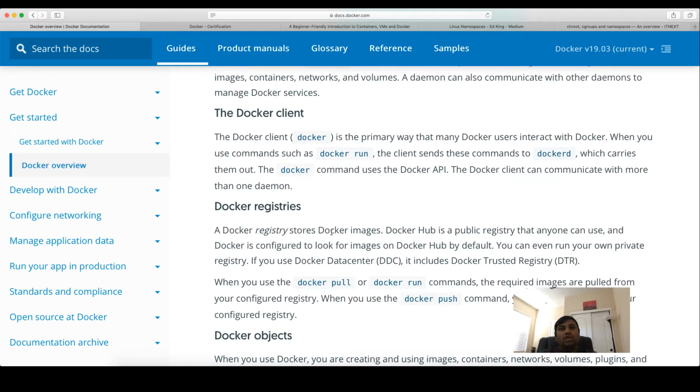Let's say you want to create a container based on Ubuntu or CentOS. You can download those official images from this public registry. You can also start hosting your own images, as well as create your own private registry. Docker has an application for that called Docker Data Center, which includes DTR, the Docker Trusted Registry. You can use that to host your own registry.